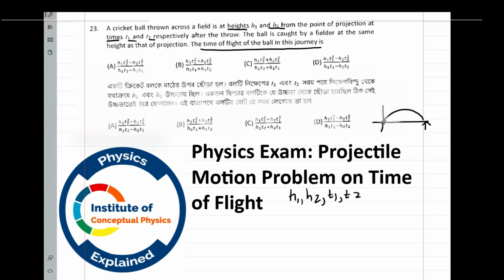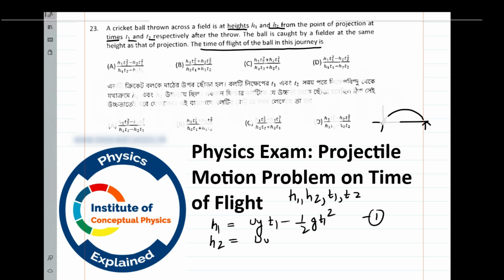So I will use s is equal to ut plus half at square. When I use that, I get h1 is equal to uy t1 minus half g t1 square, where I don't know the velocity of projection in the y-axis, but t1 I know. This is one equation. The second equation is h2 is equal to uy t2 minus half g t2 square. If you notice, this is one equation and this is two. And what are we supposed to calculate? We are supposed to calculate the time of flight.